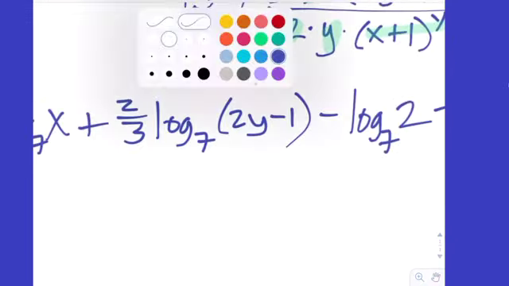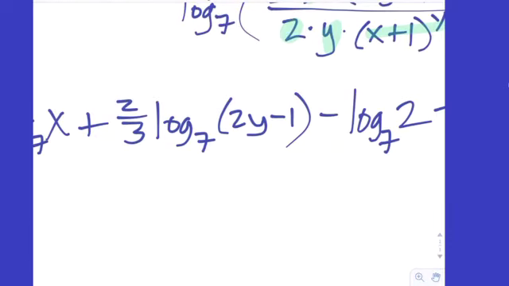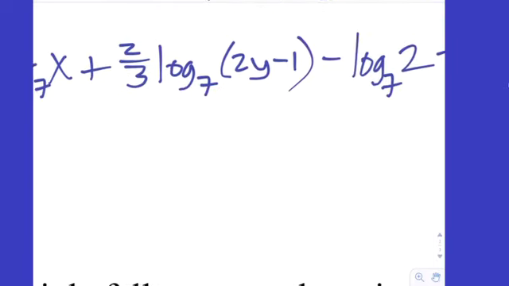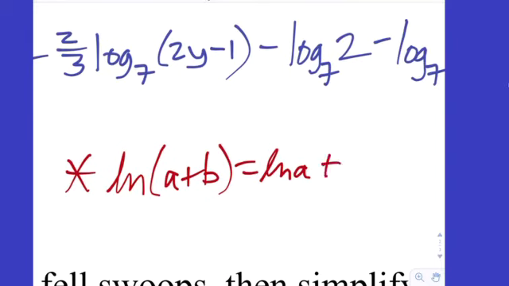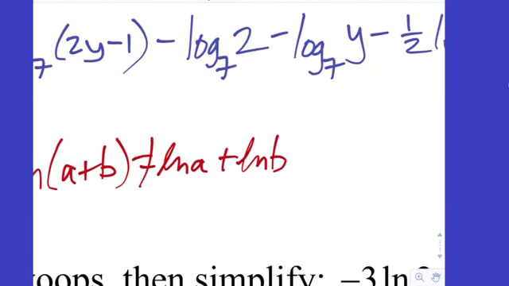Now, question. Can you then take some of these terms that have two-termed arguments, can you distribute the log inside? Can we do that? Because I see some people kind of wanting to do that. Well, let's see. Is it true that the natural log of a plus b is equal to the natural log of a plus the natural log of b? Have we ever learned anything like that? The log of a sum is the sum of the logs? No, that's not true.